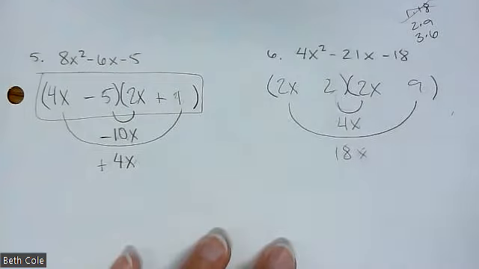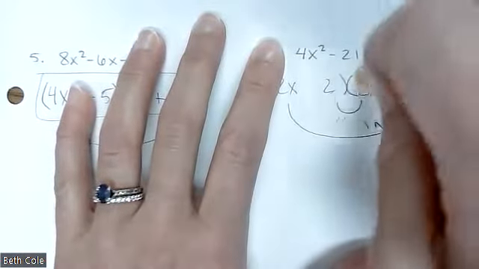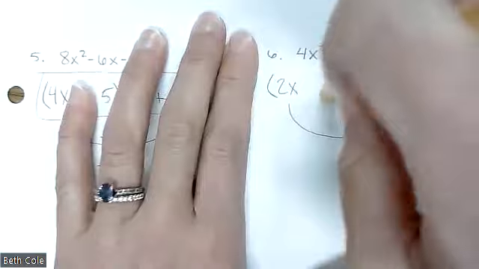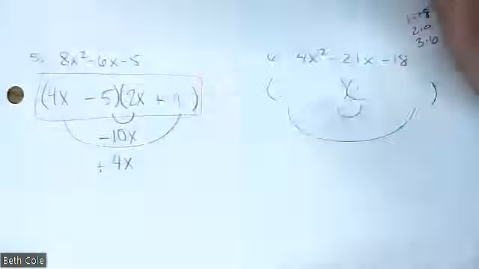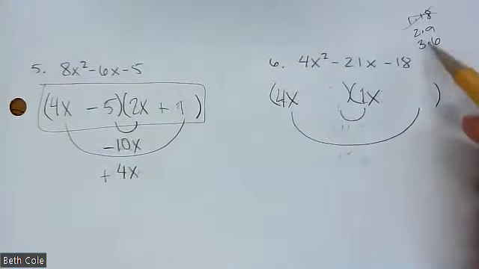Will 18 and 4 make 21? What do we want to try now? Okay, so 2 and 2 didn't work. We're going to try 4 and 1. What do you want to try from over here now?